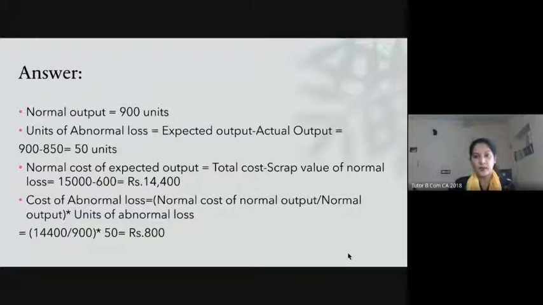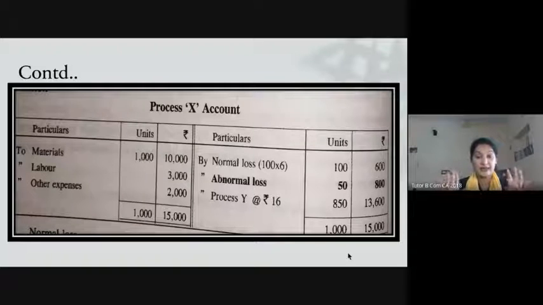Now let's see how we do this in the form of accounts. Okay, see, this is the first process, process X. There are two processes in this, process X and process Y. So process X is the first one. When we do, we know that the material cost, the labor cost, the expenses total together, we will get 15,000. Then they said there is a scrap value for the lost units. So it will be 100 units lost, 100 into 6, which gives us 600.